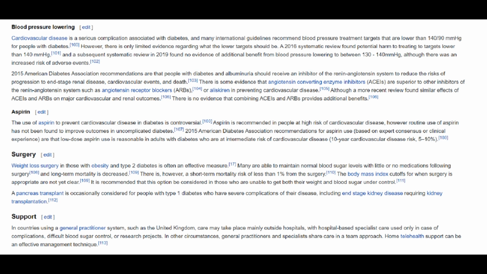In countries using a general practitioner system, such as the United Kingdom, care may take place mainly outside hospitals, with hospital-based specialist care used only in case of complications, difficult blood sugar control, or research projects. In other circumstances, general practitioners and specialists share care in a team approach. Home telehealth support can be an effective management technique.